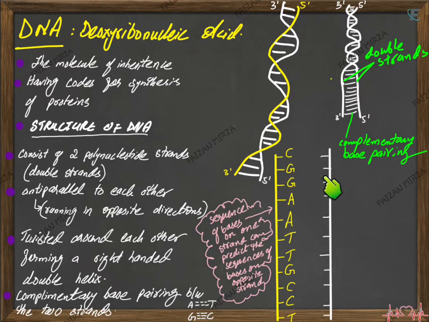If it's a G, this should have a C. If it's a G, it should have a C. And if this is A, this should have T. So on and so forth. So you can just predict these, and you can come up with the outcomes.